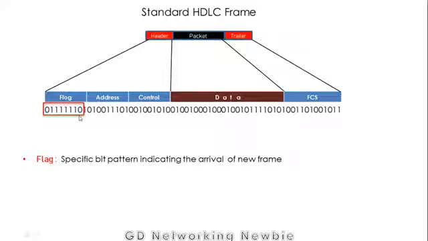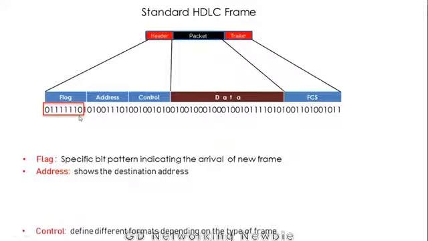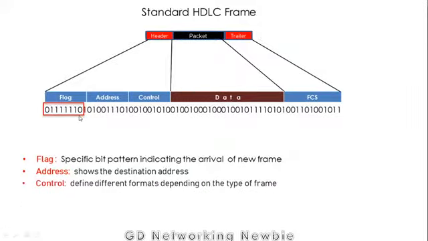And then we have the address field. The address field shows the destination address where we want to send our data. So addressing, we have the address field, and then the control field. The control field actually defines different frame formats, depending on the types of the frame. So we have different types of frames, and the control field helps to define different formats. And then we also have this data field, as we just discussed, which carries the network layer data. And then we also have this FCS.